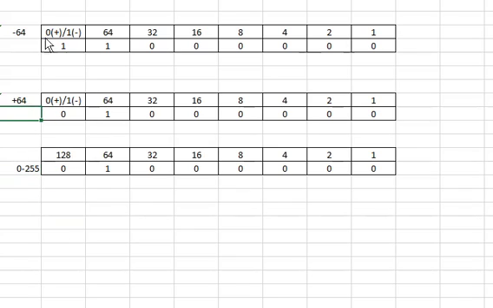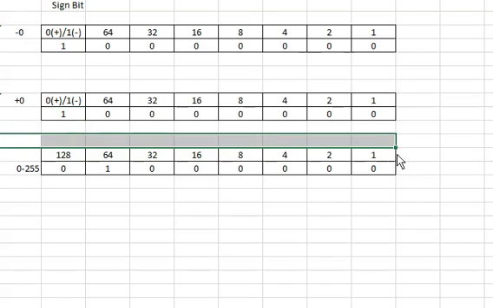But with the sign bit, and this method's called the sign bit method, because this is a sign, 0 meaning a positive number and a 1 meaning a negative number, there are a couple of problems. First of all, you get two zeros. You get a positive 0 and a negative 0. So 1, 0, 0, 0, 0 is the negative 0, and 0, 0, 0, 0 here is positive 0.